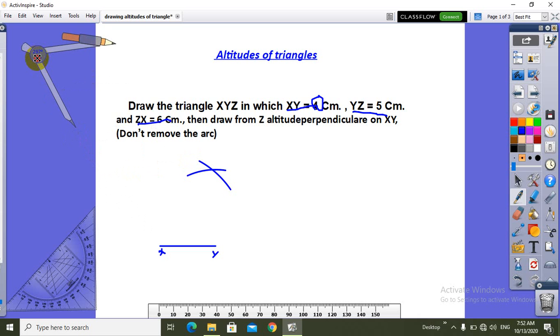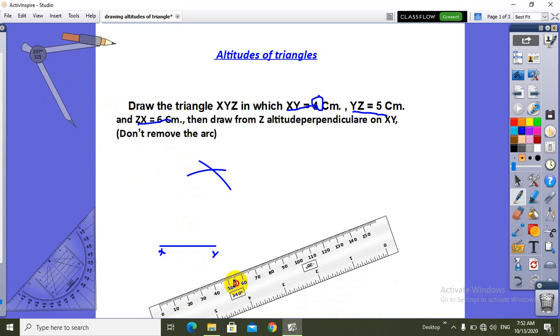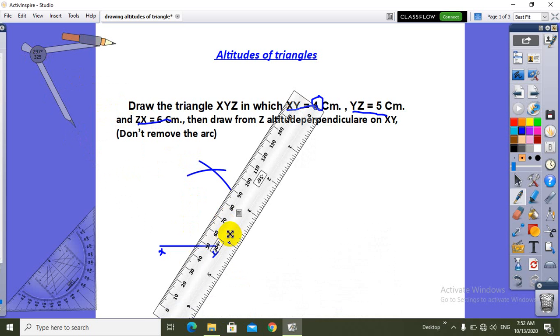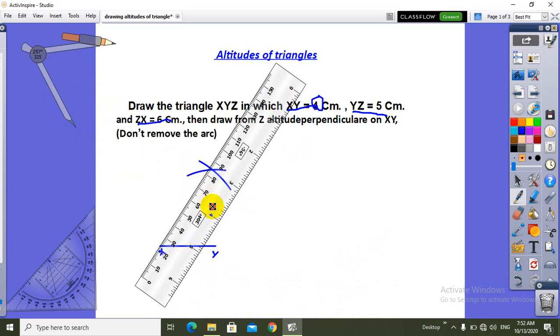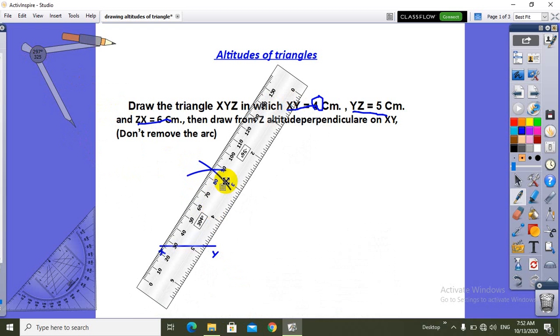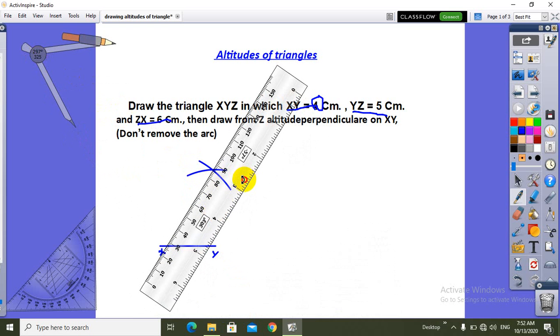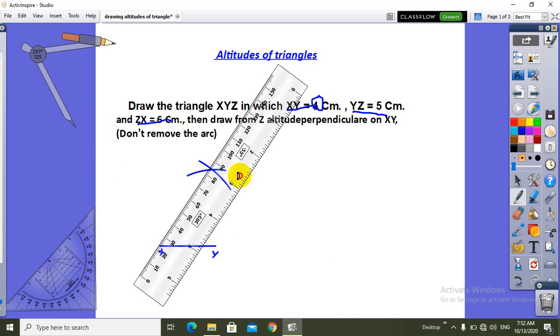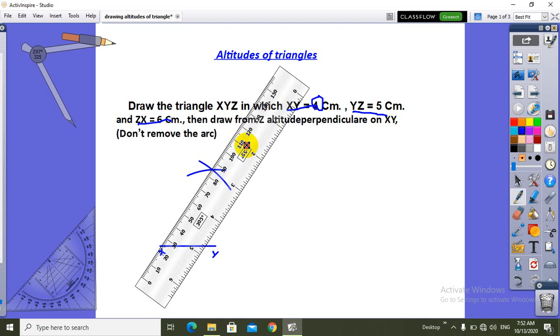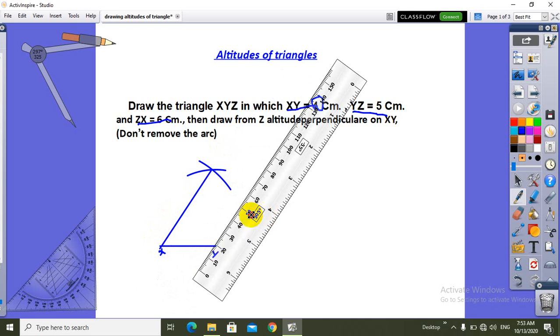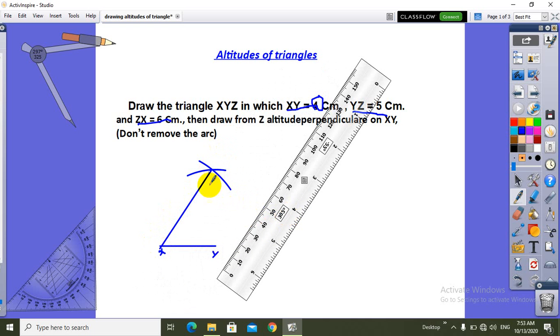Now the work with the compass is finished. I will turn back to the ruler. Then I will join this point of intersection with X. This is the second side of the triangle. Then I will turn the ruler to the other side to join this point of intersection with Y.